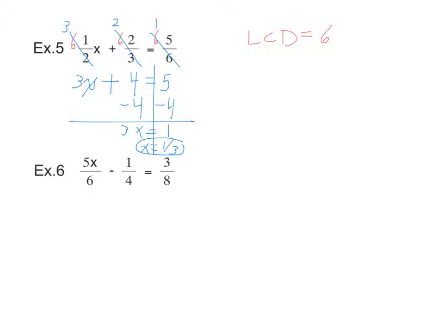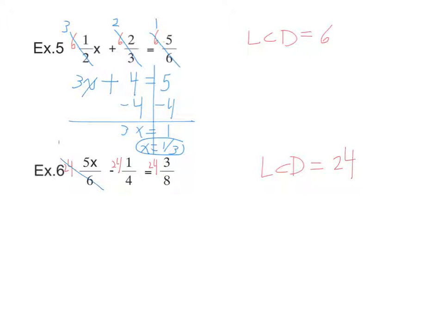Let's look at the next one. Try to find the least common denominator first. I have 6, 4, and 8. The smallest number that all three of them will divide evenly into is 24. So I'm going to multiply each one of these fractions by 24. If we did this correctly, I should get some cancellation for all of the denominators.